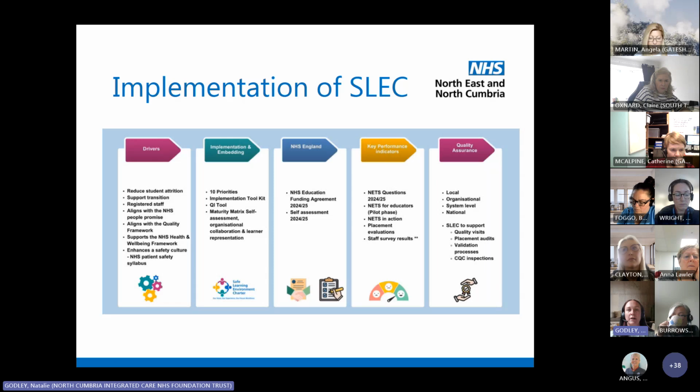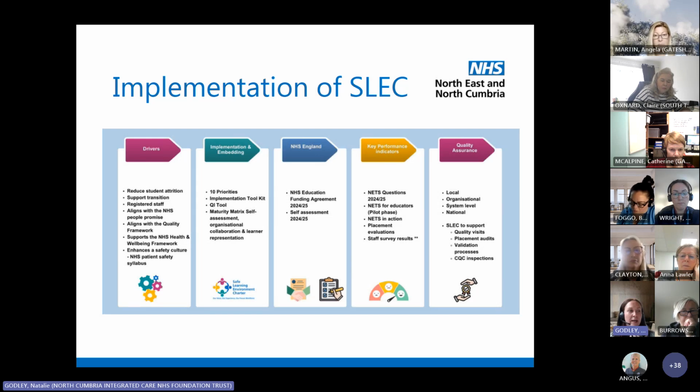This diagram here, pinched with pride from our quality colleagues that developed the SLEC, really does summarise what we're looking to do across the North East and North Cumbria in terms of implementation of the Safer Learning Environment Charter. We've touched on the availability of the resources, of the documents and legislation behind the development of the SLEC. And we recognise that the SLEC aligns and supports the long-term workforce plan, our NHS people plan, and educator workforce strategies, to name a few.